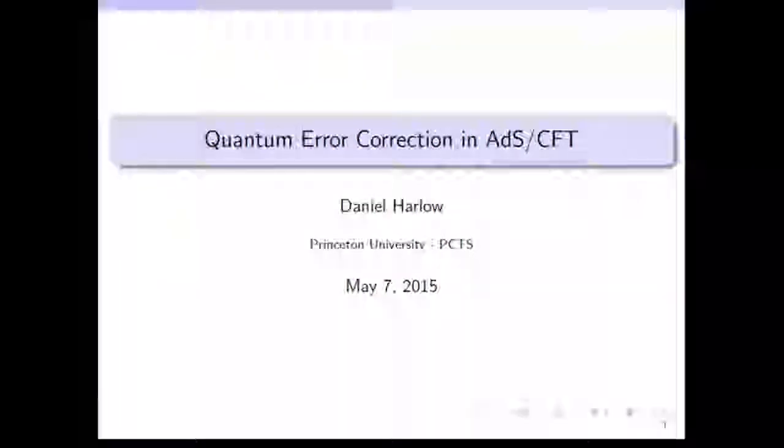So it's a pleasure to be here again. I guess I've been to Berkeley many times, but never to this part of Berkeley. So it's nice to branch out.